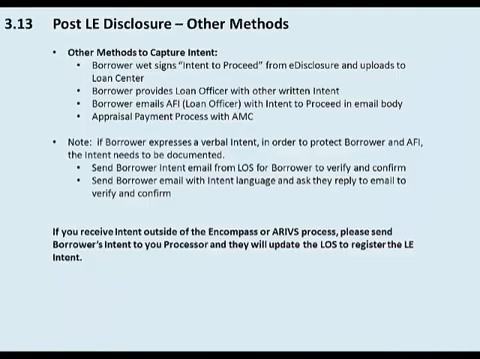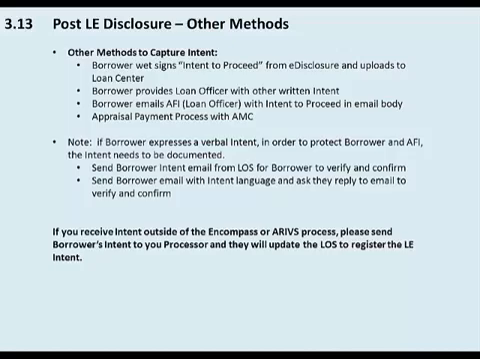In the event the borrower does not use the electronic consent and documenting intent is manual, AFI is required by various regulatory and investor requirements to document the borrower's intent. This means that intent cannot be documented verbally. Approved methods to obtain intent are: the borrower signs the intent to proceed from the e-disclosure and uploads it to Loan Center; or the borrower emails AFI, the loan officer, with intent to proceed in the email body and notes LE terms, such as LE dated October 11th. Appraisal payment process with AMC with intent captured.